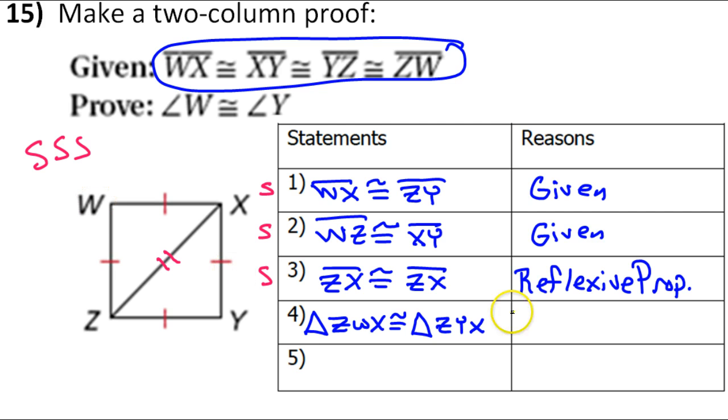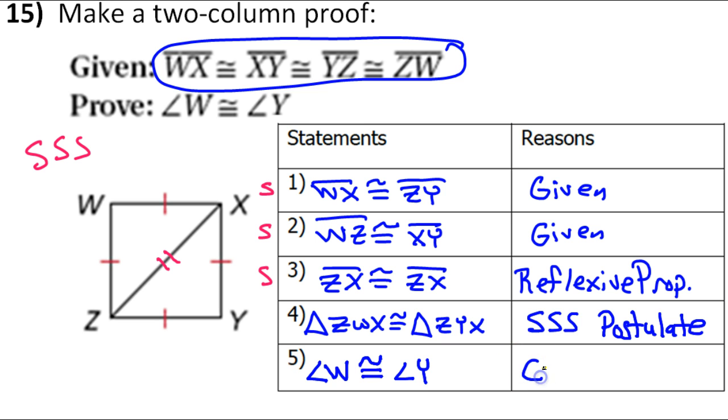And of course we knew that we would say that by the side, side, side postulate. Okay, now that the entire triangle is congruent to the other triangle, we can focus on this one pair of corresponding parts. And we can say that angle W is congruent to angle Y because corresponding parts of congruent triangles are congruent. So that is your two-column proof.